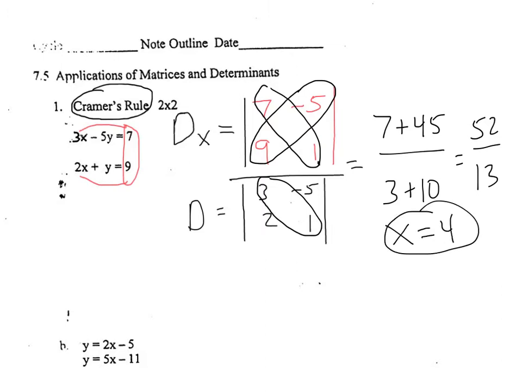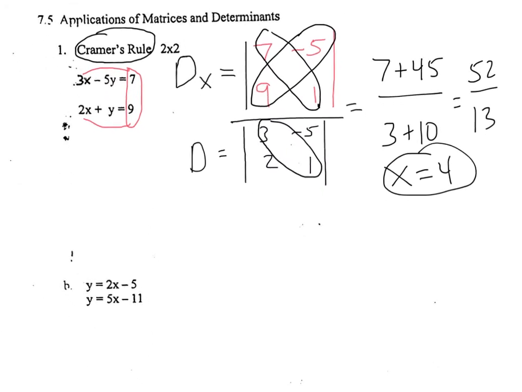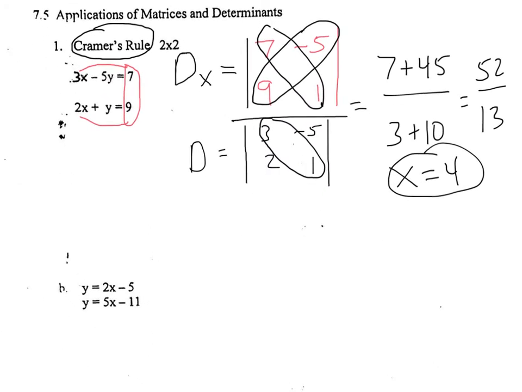So if I want to find x, I replace the x's with the results, and I divide by the coefficient matrix. And same thing with the y's. If I want to find the y's, well, now I'm going to do d sub y. So think about what you would do here. If for d sub x, you replace the x coefficients, for d sub y, you're going to replace the y coefficients with 7 and 9. So you're going to have 3, 2, and then 7 and 9.